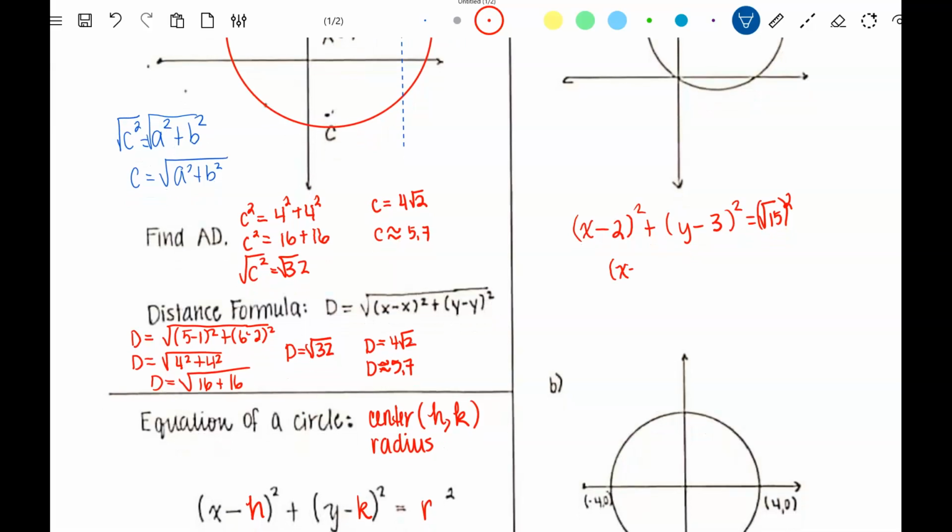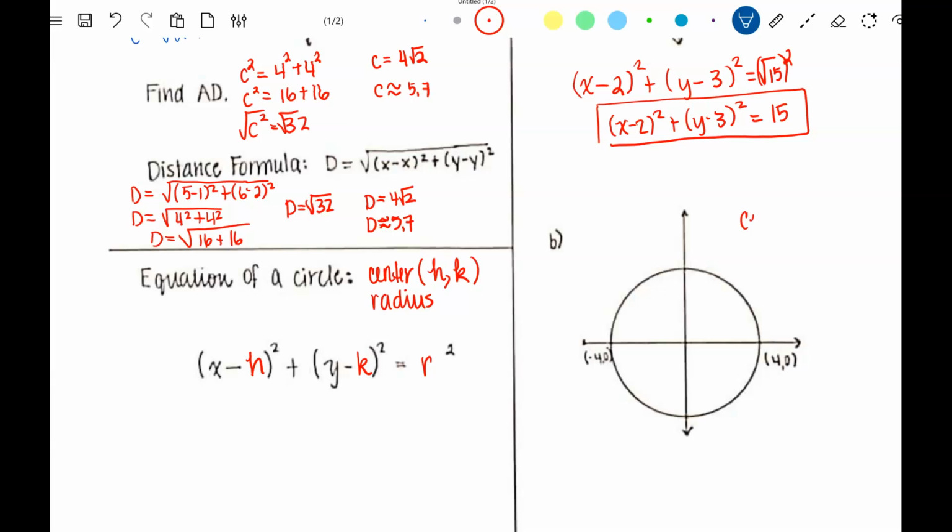So we have x minus 2 squared plus y minus 3 squared. And anytime you square a square root, they cancel. So when I square the square root of 15, the answer is just 15. And that's the equation of the circle.